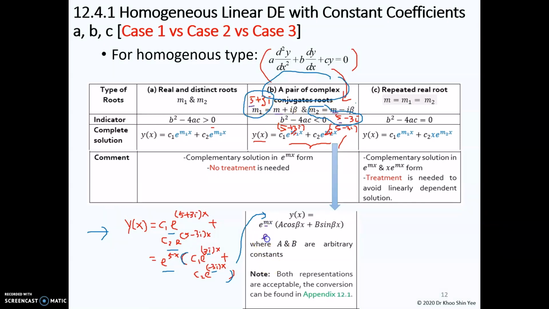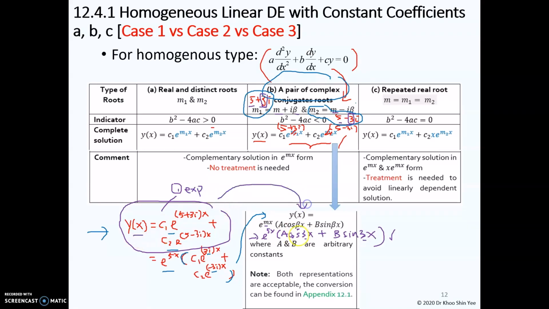So you can substitute. A and B are constants. So the beta here is the imaginary number, which is equal to 3. So you can substitute the beta equal to 3 inside this equation to obtain this answer. By doing this, you succeed in converting the exponential format for your complementary solution to the trigonometric format.